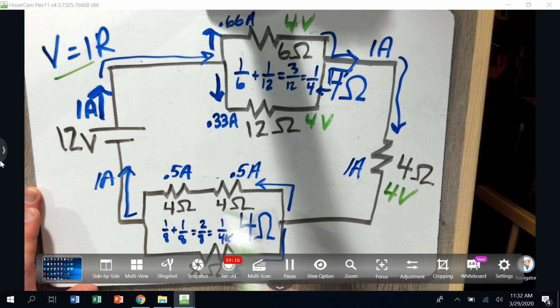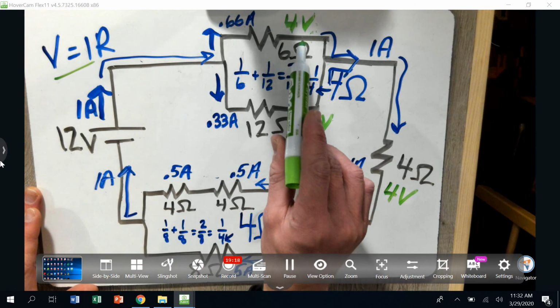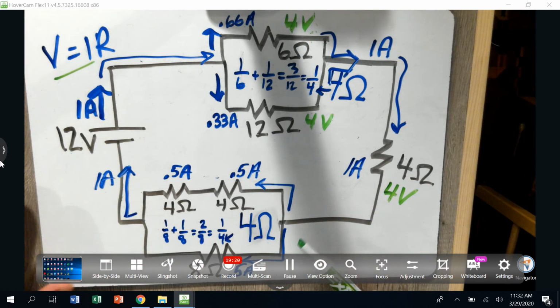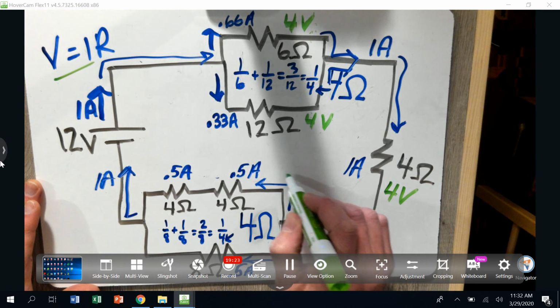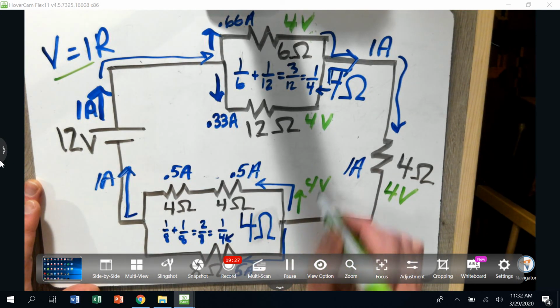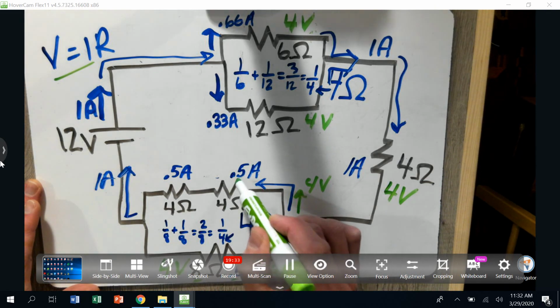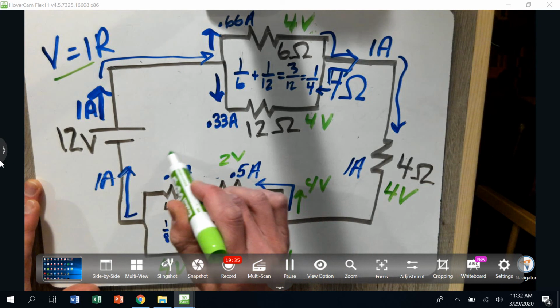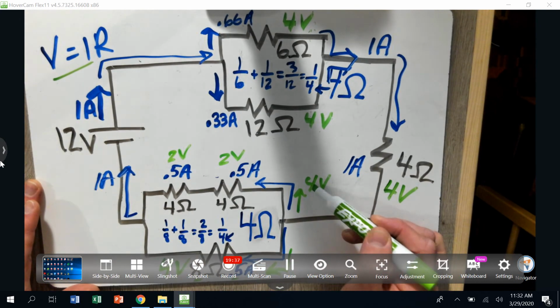I come to this section. I've already used up 4 and 4, so I know I've got 4 left. So I know 4 volts must go this way. And I know 4 volts must go this way. You can see 8 times 0.5 is 4 volts. 4 times 0.5 is 2 volts, and 2 volts, so that's where this 4 volts comes from.